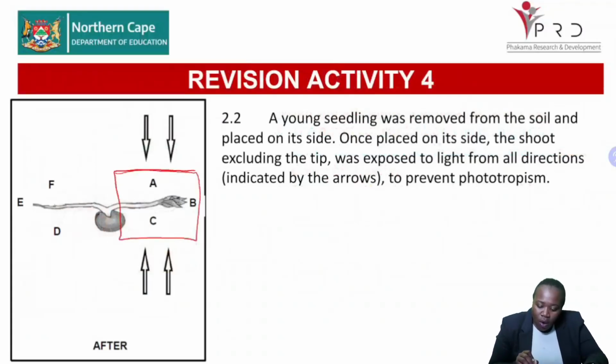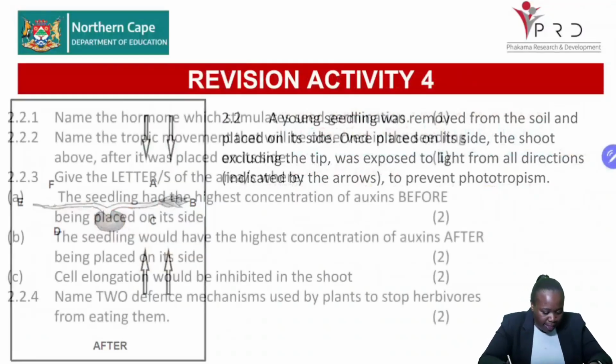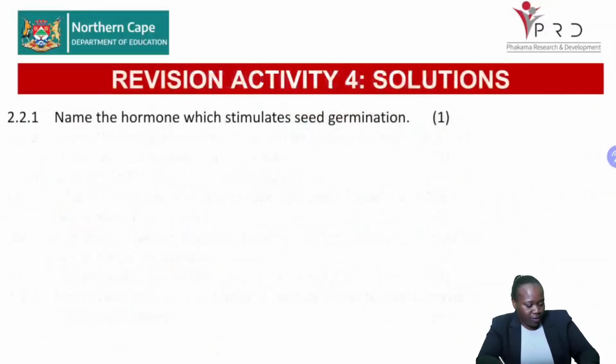Let's read again. The shoot, excluding the tip. Remember, the tip has auxins, right? Excluding the tip, was exposed to light from all directions, indicated by the arrows, to prevent phototropism, the reaction. Okay, so there it is. And then let's have a look at the questions.